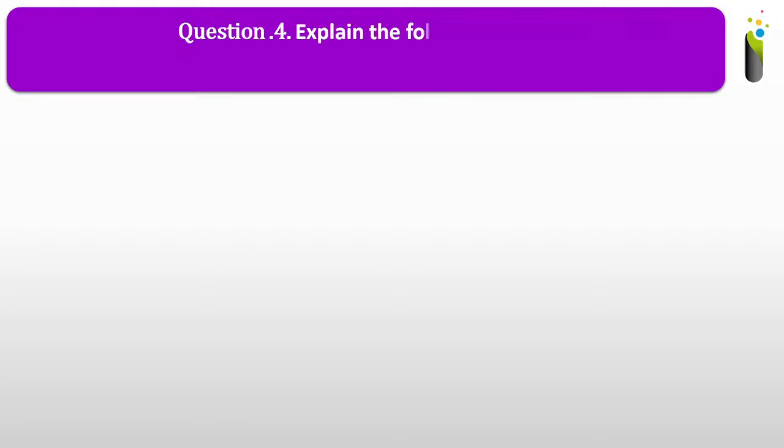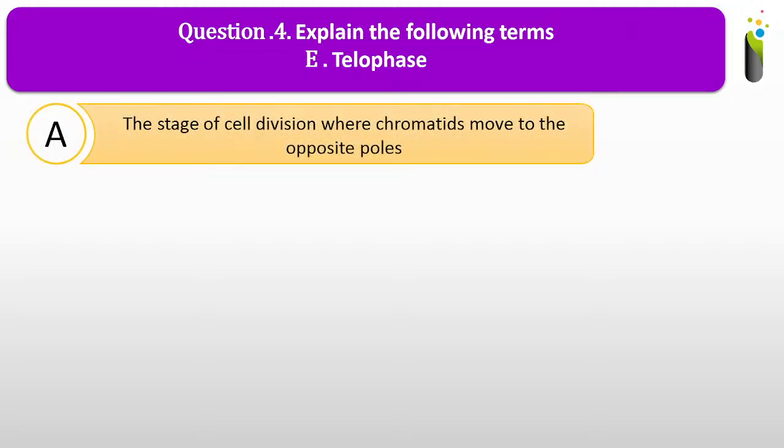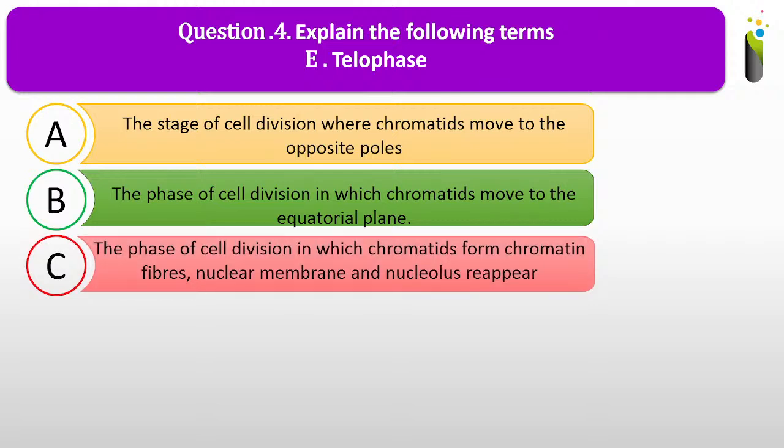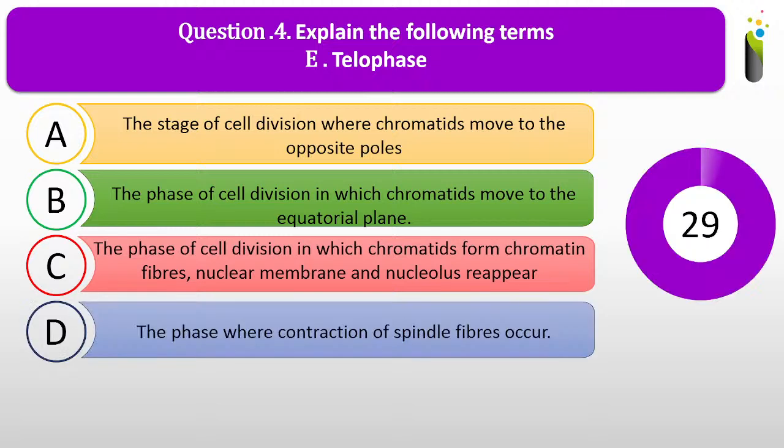Coming to the next question, number 4E. Explain the phase that is telophase. A. The stage of cell division where chromatids move to the opposite poles. B. The phase of cell division in which chromatids move to the equatorial plane. C. The phase of cell division in which chromatids form chromatin fibers, nuclear membrane and nucleolus reappear. D. The phase where contraction of spindle fibers occurs.